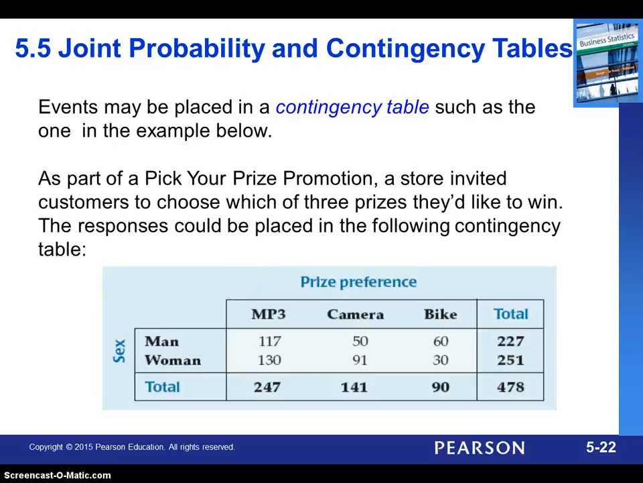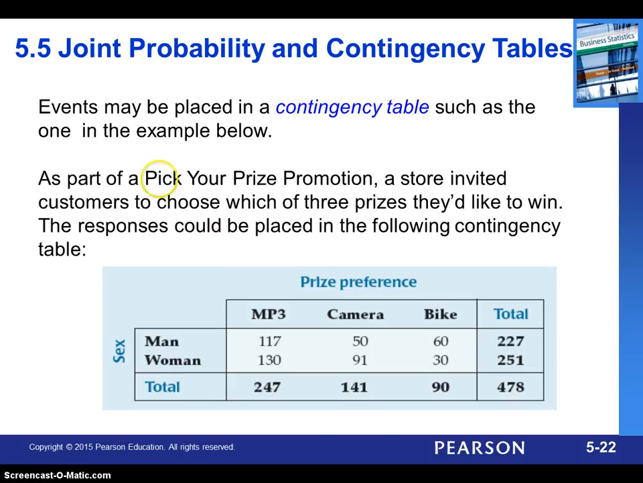Okay, now we're in section 5.5, and this section is on joint probability and contingency tables. So when we want events, we can place them in what's called a contingency table. We've got one down here, and we'll start with an example, and that's probably the best way to do this.